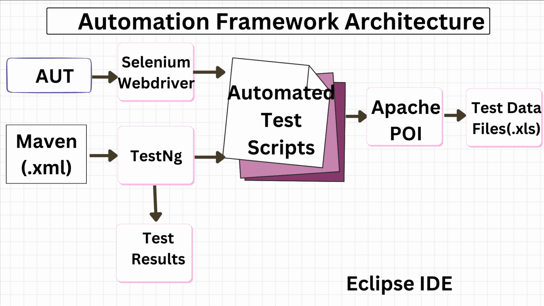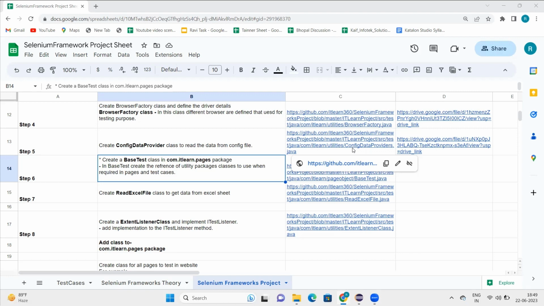The browser factory class and config data provider class are created and the code is written inside them. Now we'll move to the next section, that is the pages section. The first thing we will do in this pages section is create a base test class.